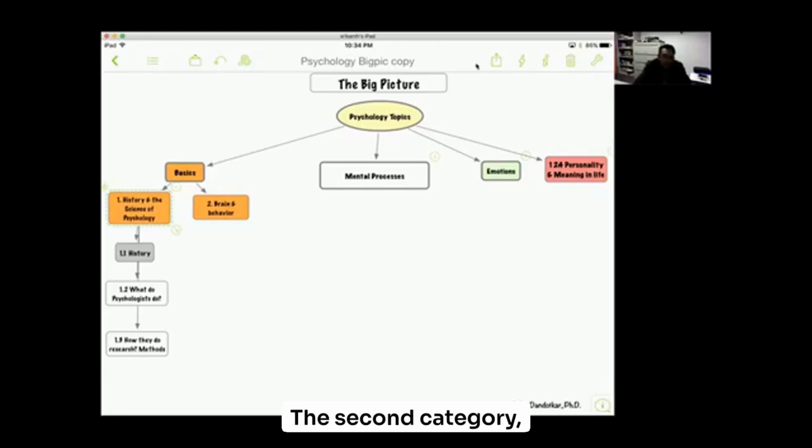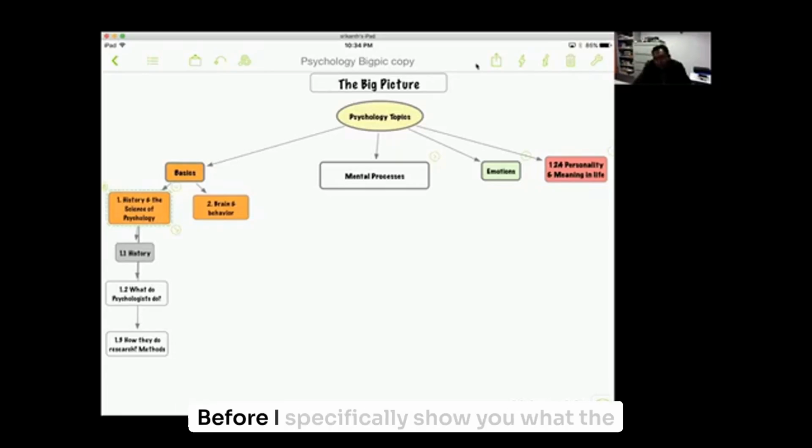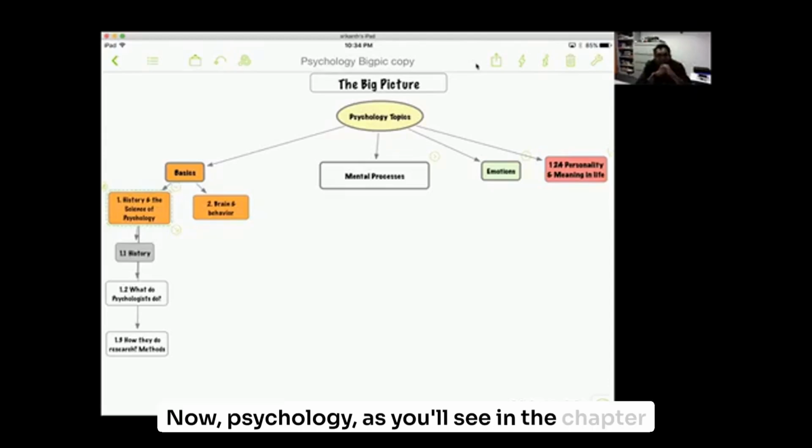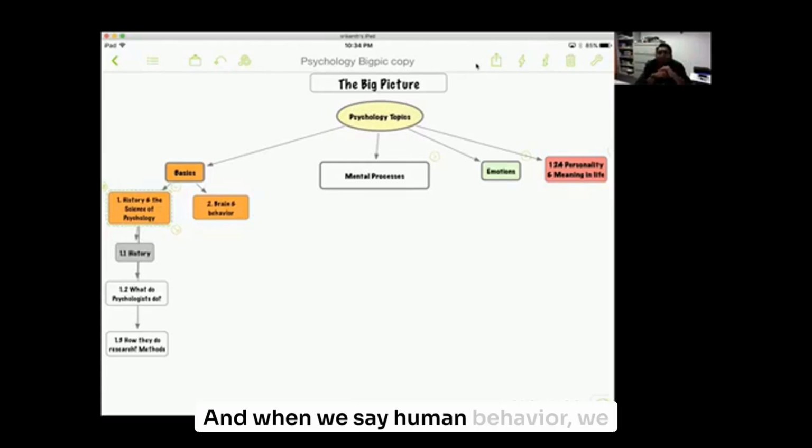That's one category. The second category of things that we'll talk about in this class would be mental processes. Now, before I specifically show you what the topics are under this umbrella, I just want to give you some information about what mental processes are. Psychology, as you'll see in the chapter 1 lecture, is defined as the study of human behavior. And when we say human behavior, we refer not only to the external behavior that you see, but also the behavior that you can't see, the internal behavior. These internal behaviors are called mental activities, often referred to as mental processes or cognitive processes.